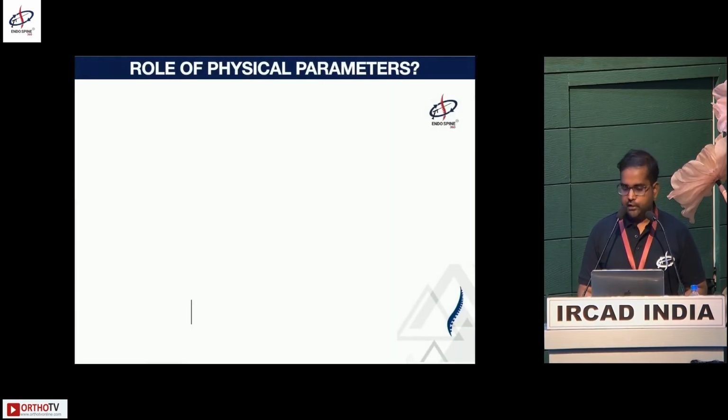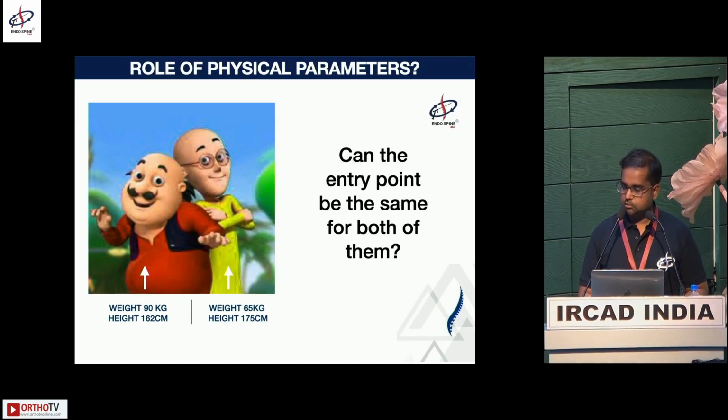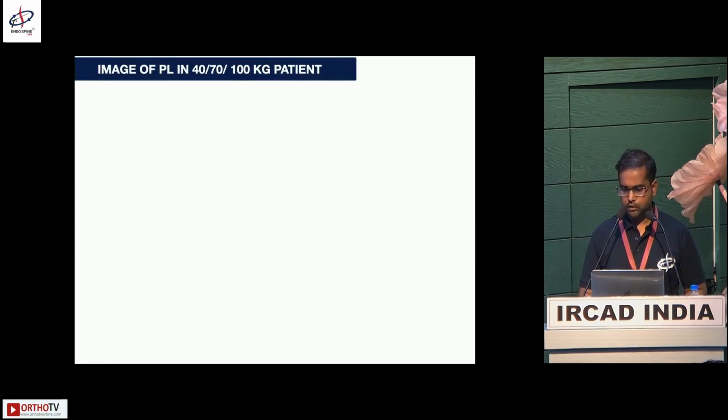Now we know the 4 entry points, but are these entry points the same for all the patients? So let's see, these 2 patients are there. One of weight 90 kgs, height 162 centimeters, another of 65 kgs and 175 centimeters. So the next question comes, can we have the same entry point for both of them? The answer is no, because all these entry points are changing with the physical parameters like weight, height, BMI of the patient.